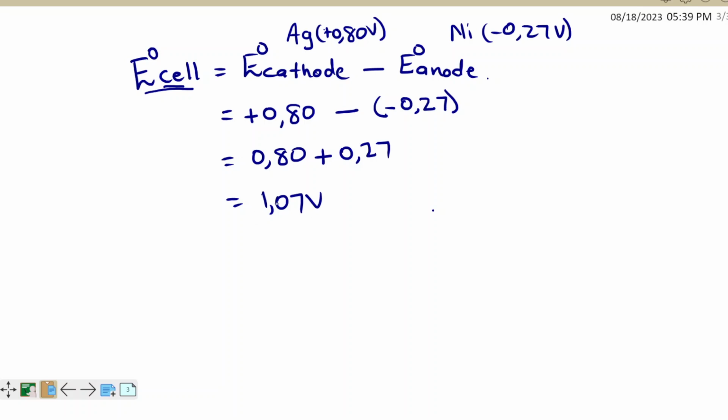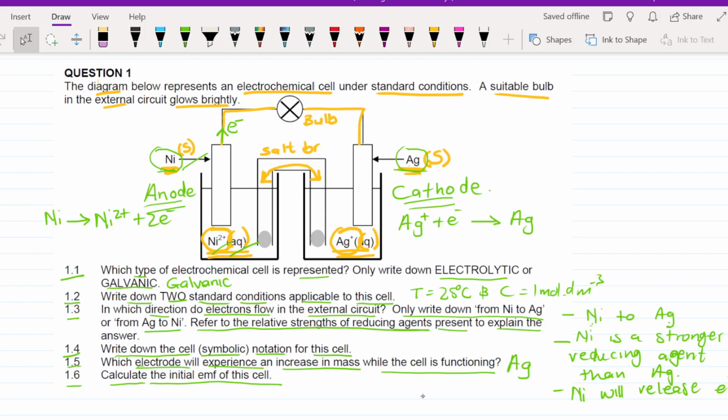Your answer must always be positive because this is a spontaneous reaction. So it must always be positive for the galvanic cell. So I think we are done with all our 6 questions. So this was part 1 of our video on the galvanic cell. We'll do 2 more questions on the galvanic cell so that you can get used to this cell before we go to the electrolytic cell.